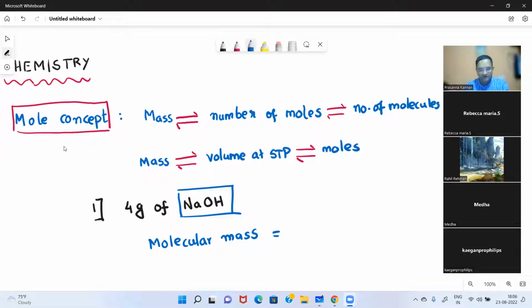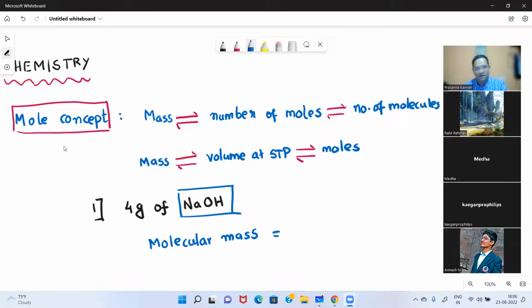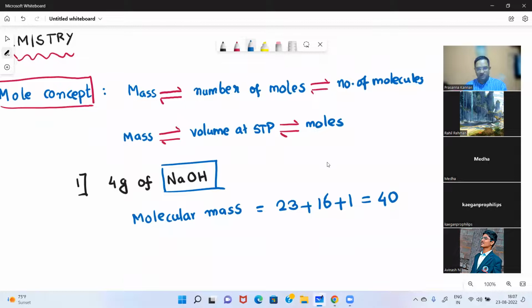So for that, the first thing that is needed is the molecular mass. And how do you find out the molecular mass? To find the molecular mass, you need the atomic masses, right? So we need the atomic mass of sodium. Sodium atomic mass is 23, plus the atomic mass of oxygen, which is 16, plus the atomic mass of hydrogen, which is 1. So we get 40. So the molecular mass of sodium hydroxide is 40. So how much is 1 mole of sodium hydroxide? 40 grams.